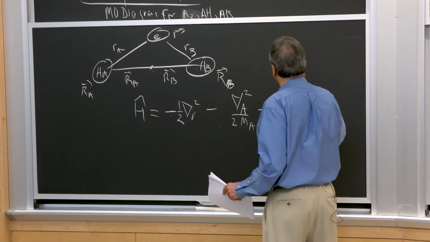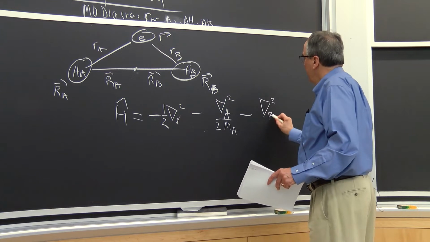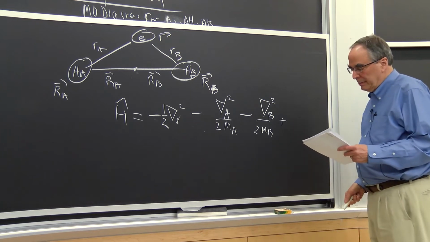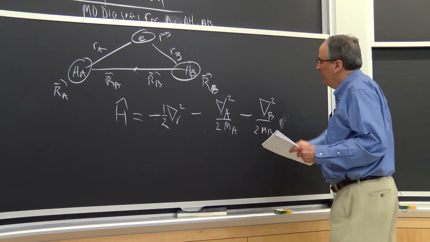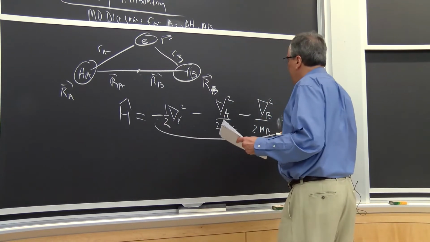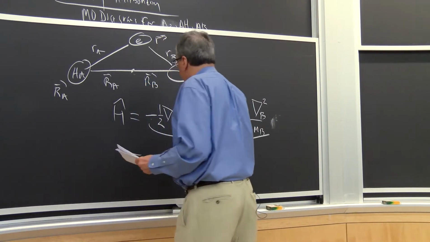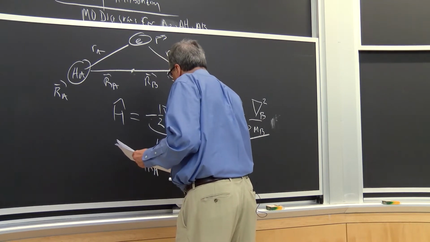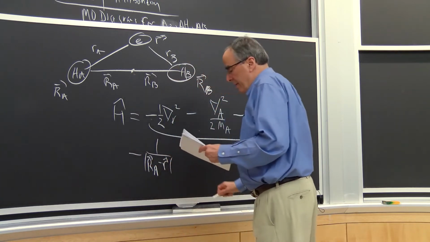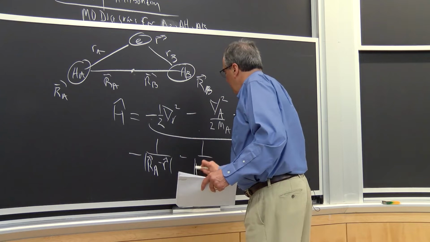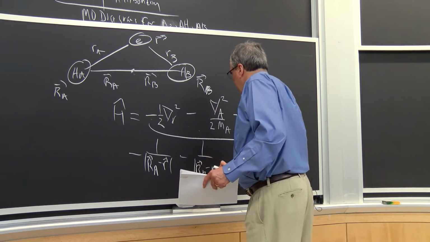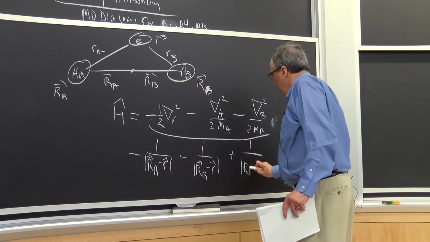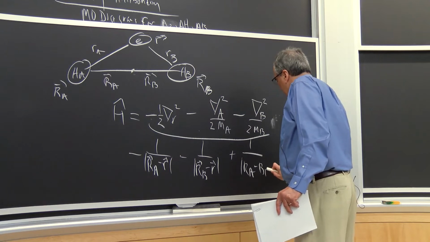And then we have del squared B over 2 mb, and then a repulsion term, well, a whole bunch of terms we have. So these are the kinetic energy terms, and then we have the potential energy terms, 1 over r a vector minus little r vector, minus 1 over r b minus little r, and then the repulsion between RA minus RB. Okay.